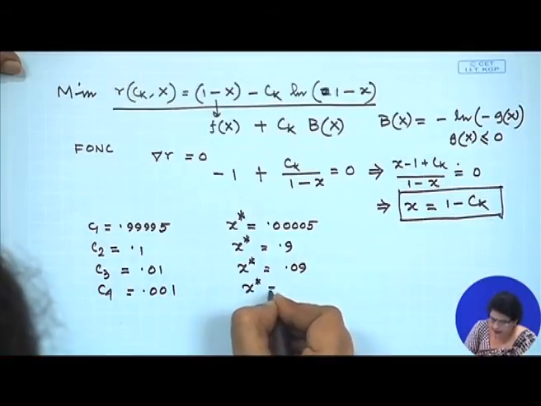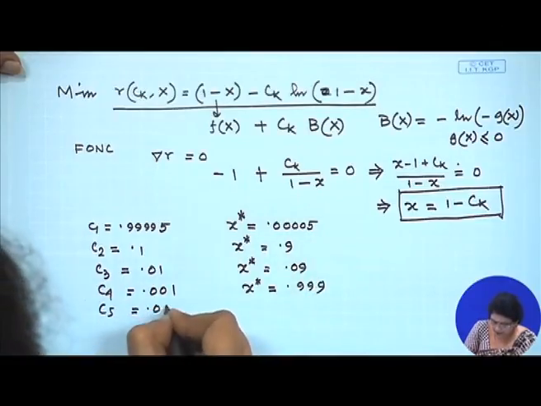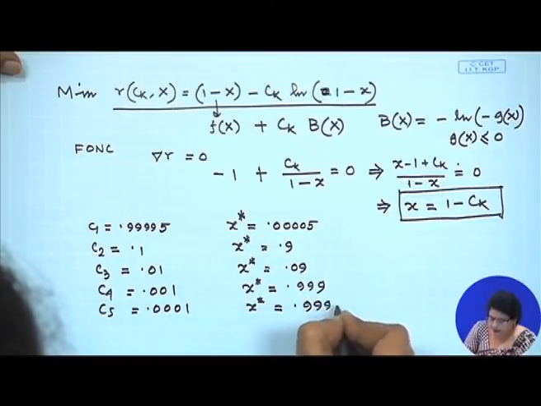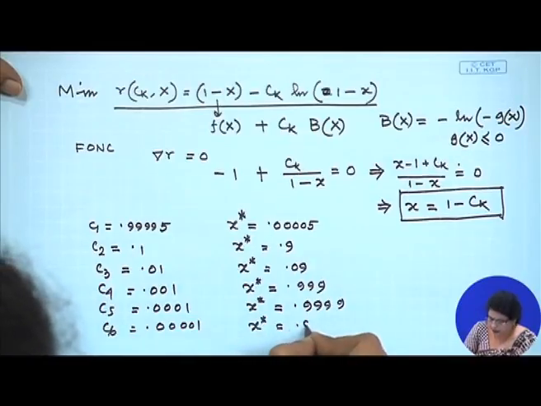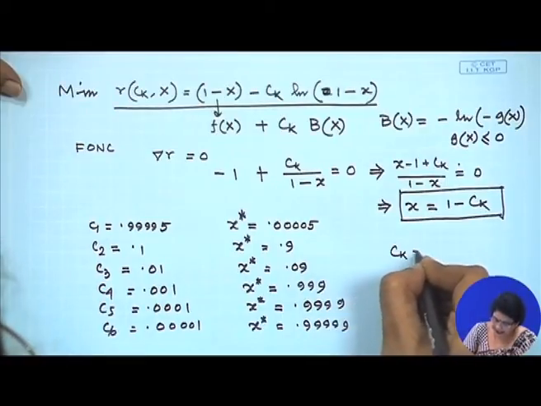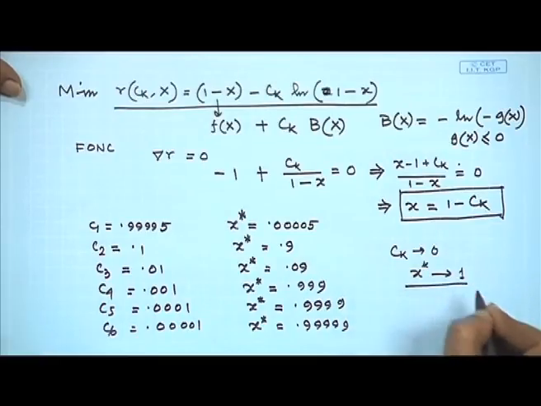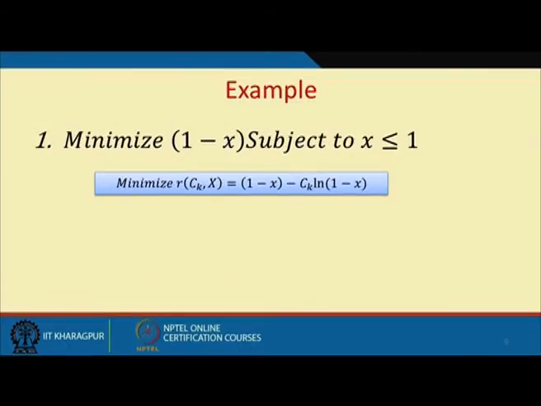x star would be 0.999. Similarly, c5, what do you see in the pattern? It is approaching 1. c6, we can go further, okay. What we see is that if c_k is tending to 0, x star is approaching 1. That is why we can say x is equal to 1 could be the optimal solution for this problem. This way we can solve this problem.